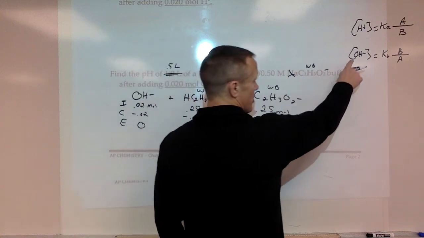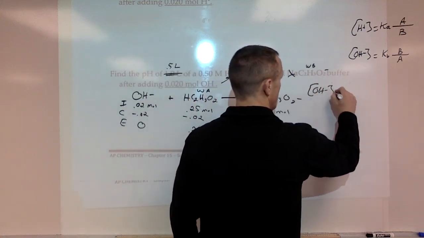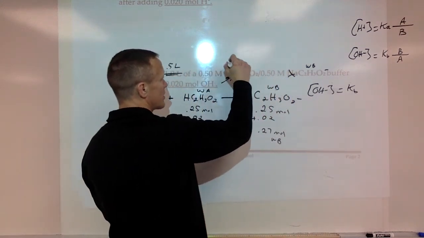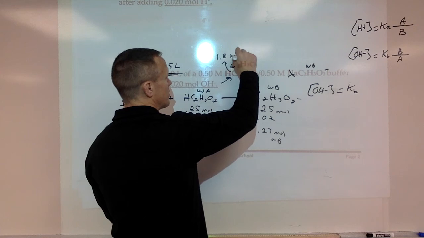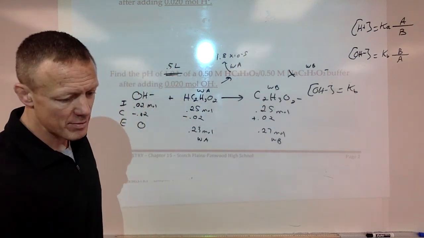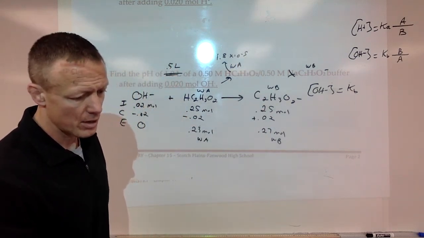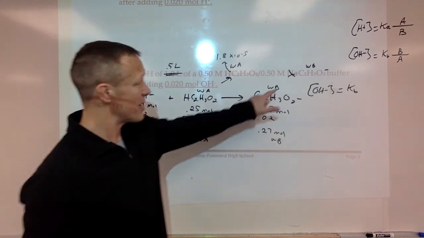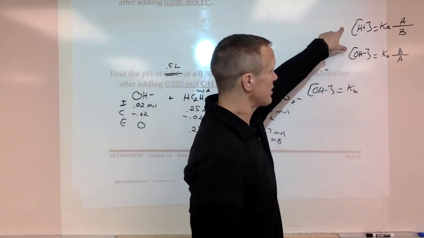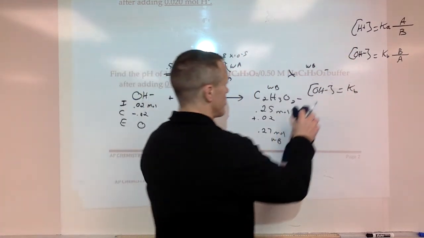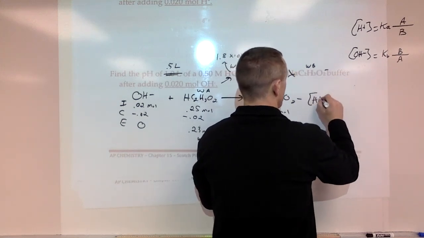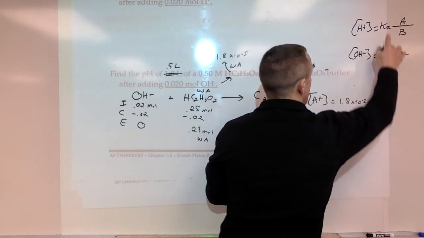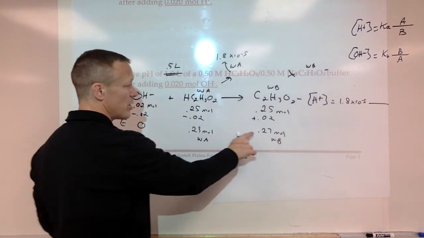So I'm going to use this one now. Concentration of OH negative equals Kb. Now, I have the Ka of this is 1.8 times 10 to the negative fifth. So I could use my Kb of this and do this, or we can still do H plus. Let's just go ahead and still do H plus. We can do the same thing. Since we have that Ka value, 1.8 times 10 to the negative fifth, acid over base, 0.23 over 0.27.